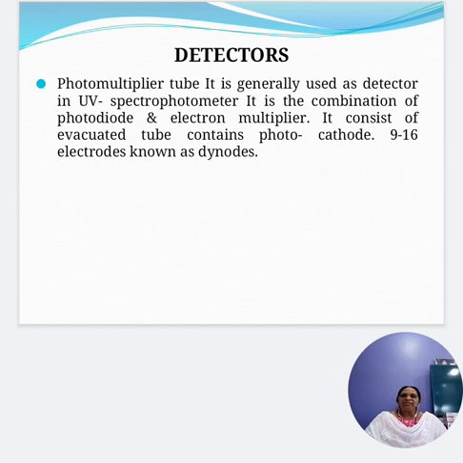Secondary emissions begin to take place when these radiations fall on successive diodes. Finally, when it gets accelerated and reaches the anode, the number of electrons is multiplied. That is why we call it a photomultiplier. It consists of an evacuated tube containing a photocathode and 9 to 16 electrodes known as diodes. Okay, this is about your photodetector.